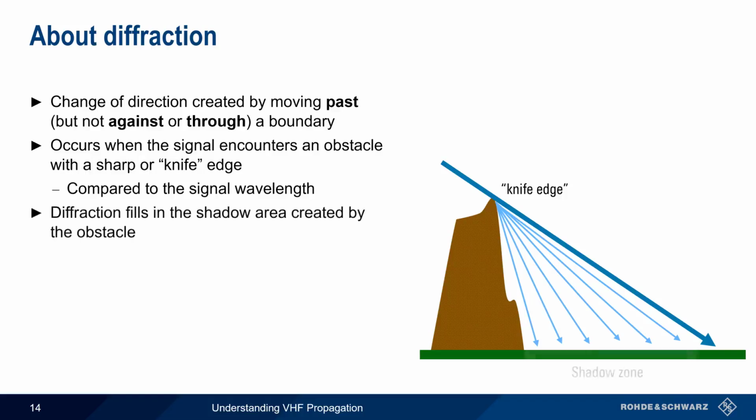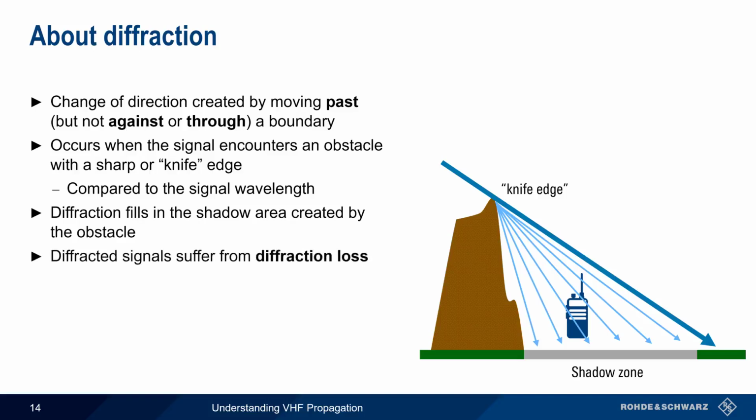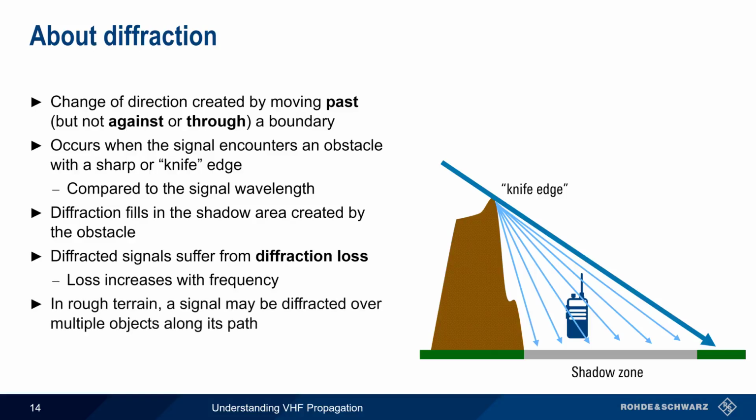Diffraction allows reception of a signal in the so-called shadow area or shadow zone created by an obstacle, that is, reception in locations where a direct line of sight is not available. Diffracted signals do, however, suffer from diffraction loss or attenuation, and this loss is greater for higher frequency signals. And finally, in rough terrain, it's possible for a signal to be diffracted over multiple objects along its path.